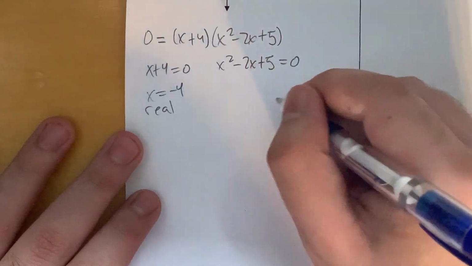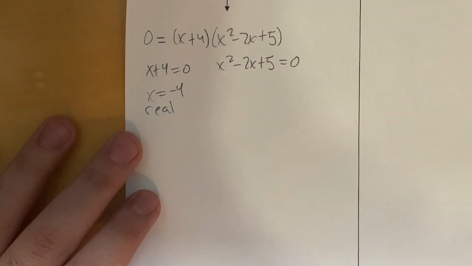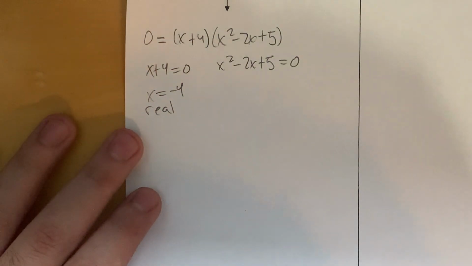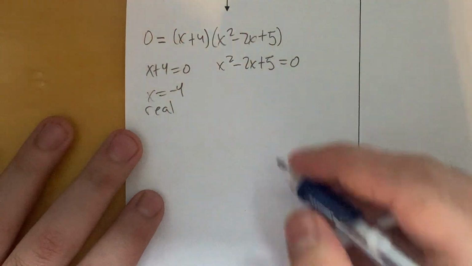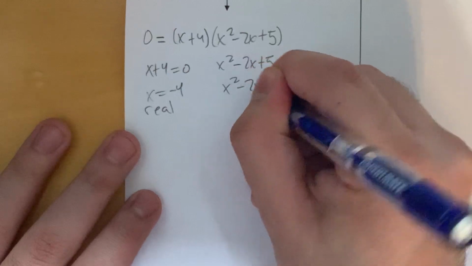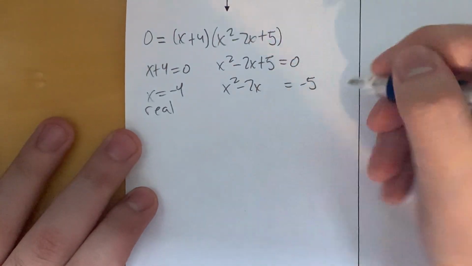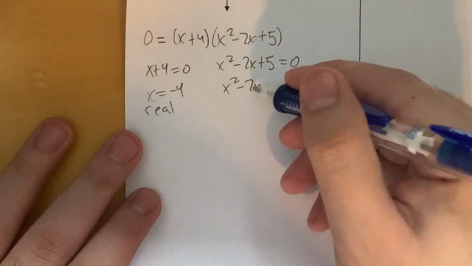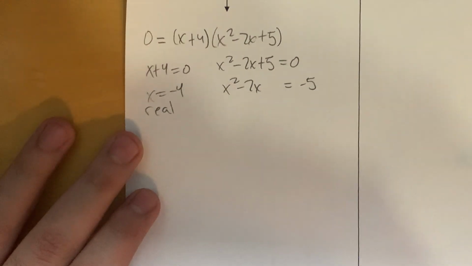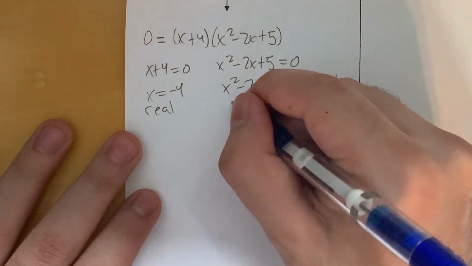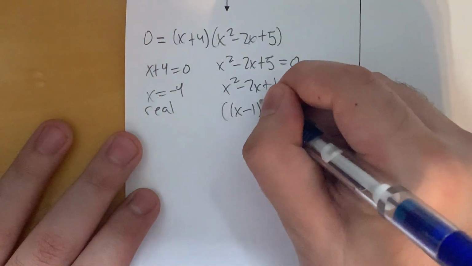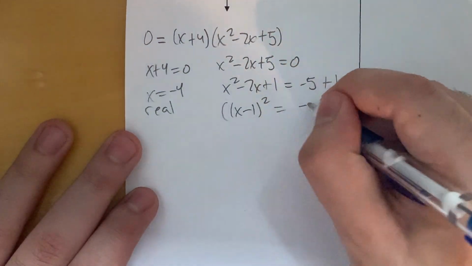x squared minus 2x plus 5. There's no way to solve this without using the quadratic equation or completing the square. So I am going to complete the square because it's easier. I don't want to use that formula. x squared minus 2x equals -5. And I left myself room so I can complete the square. So 1/2 of 2 squared, which is plus 1, and then add 1 over here. So I'm going to get (x minus 1) squared equals -4.